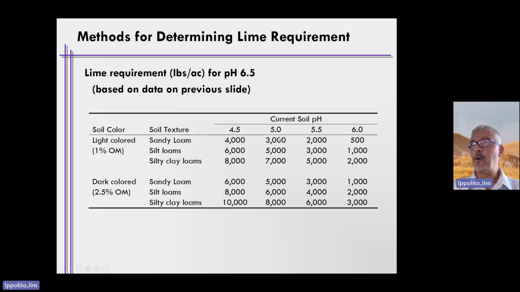Okay, so if you had a current pH of 5 and you wanted to change the pH to 6.5, and you had a silt loam soil that had 1% organic matter, you would add 5,000 pounds per acre of lime. So that's simple.